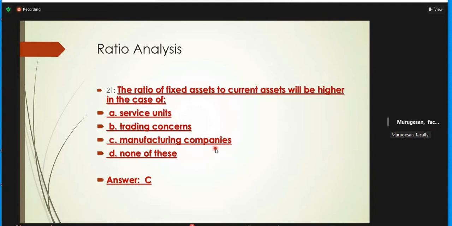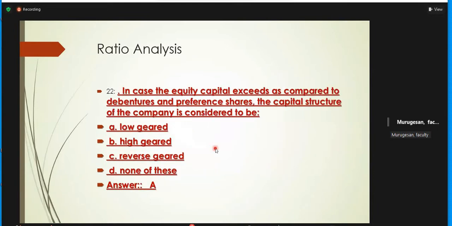Okay, friends, number 22. This is another twister question. Sometimes they will ask these theory questions. Look at the question: equity capital exceeds, as compared to debentures and preference shares. Debentures and preference shares are debt capital.